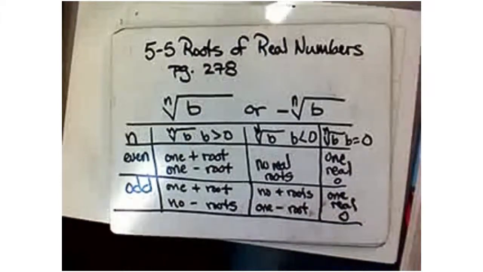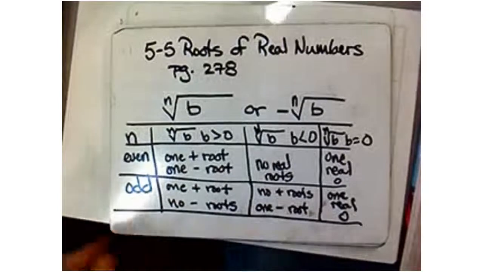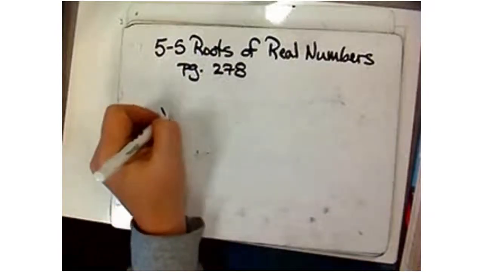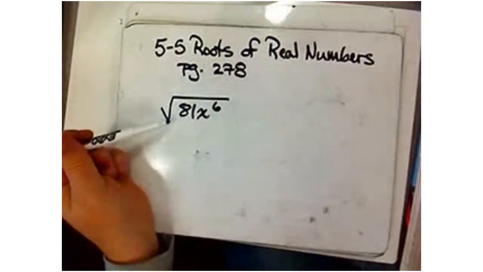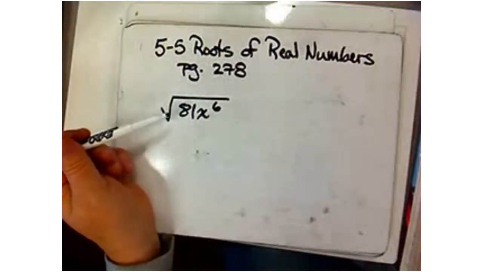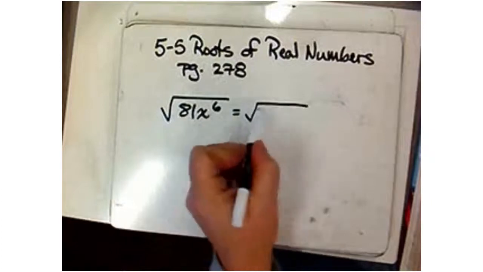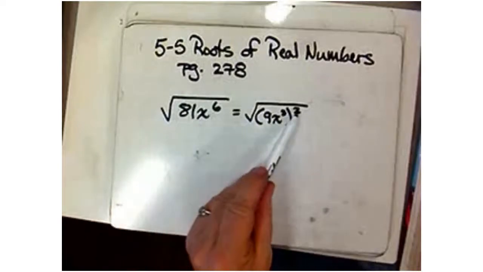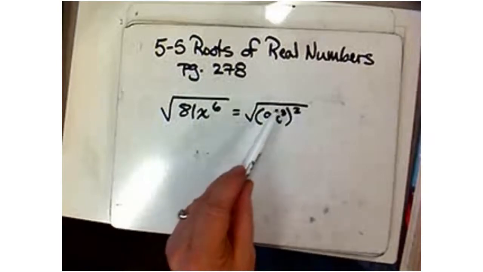So that just summarizes what happens with your roots. It's kind of common sense if you derive it yourself, if you ask yourself how you would get there. So take a look at the examples. Example 1 says simplify the square root of 81x to the 6th. You have to break this down into squares. That's what they did in the example: the square root of 9x to the third, all to the second power, because if we apply that second power to 9, it becomes 81, and x to the third to the second power becomes x to the 6th.